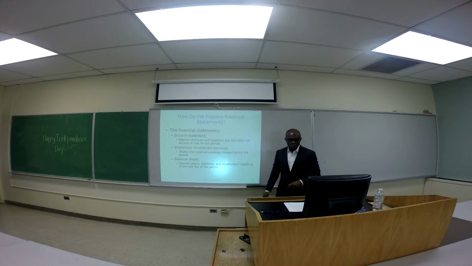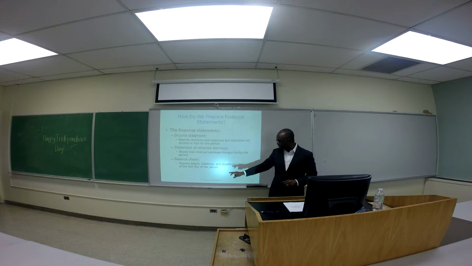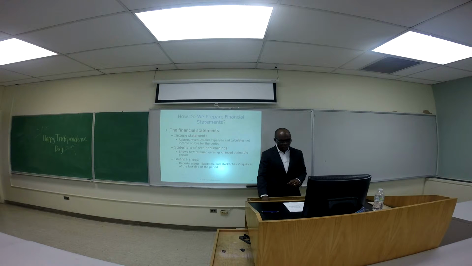Then the last one, the third one, is the balance sheet. We said that the balance sheet consists of assets, liabilities, and stockholders' equity, and that the balance sheet talks about the financial condition of a company at a point in time. So it is a snapshot of your financial position or your financial condition, be it a company or an individual like you or I. So those are the three basic financial statements for a corporation.